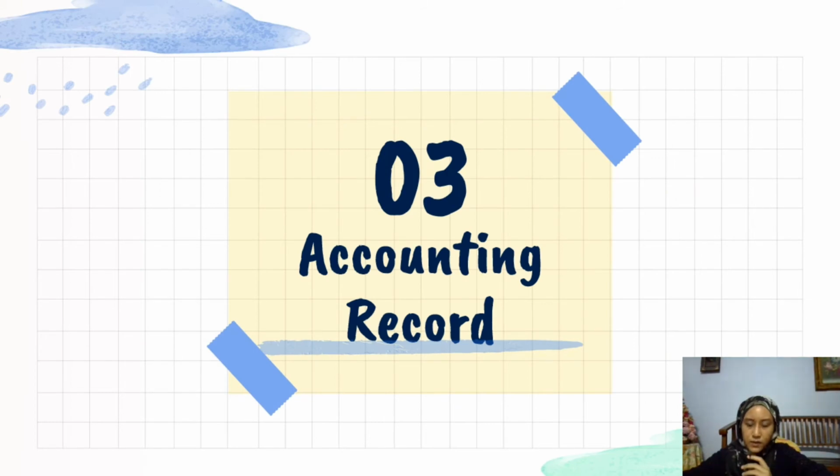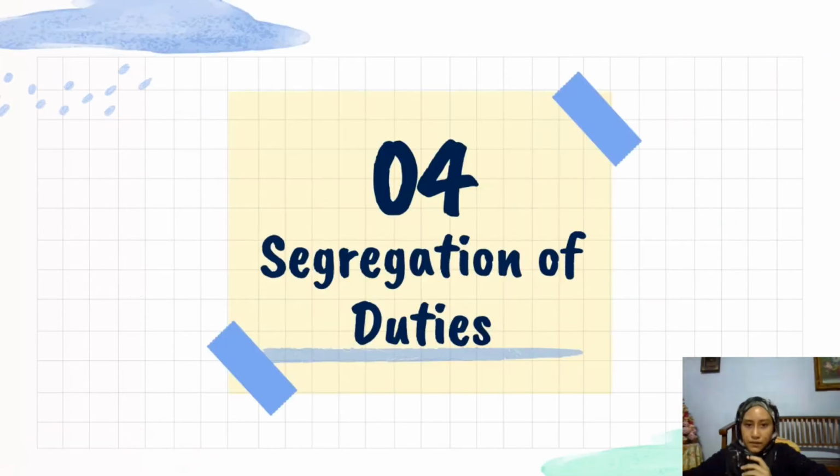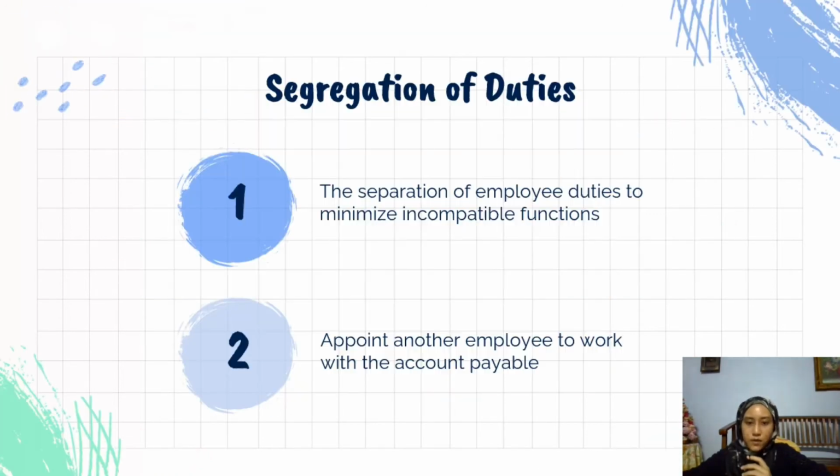The third one is accounting records. Information provided by the company must be timely and in appropriate detail to permit proper classification and financial reporting. The information must be kept up to date to make sure all the information is valid for decision making. The company could use automated posting of accounts whenever a transaction happens, so the information will be kept updated.